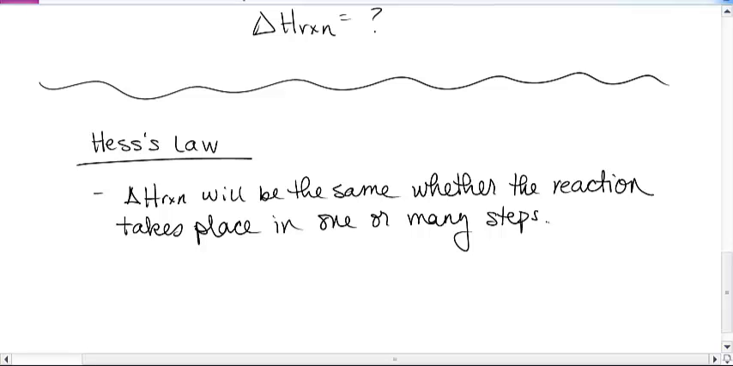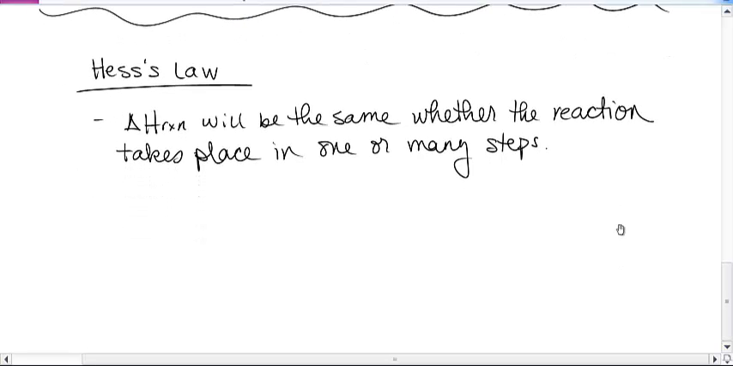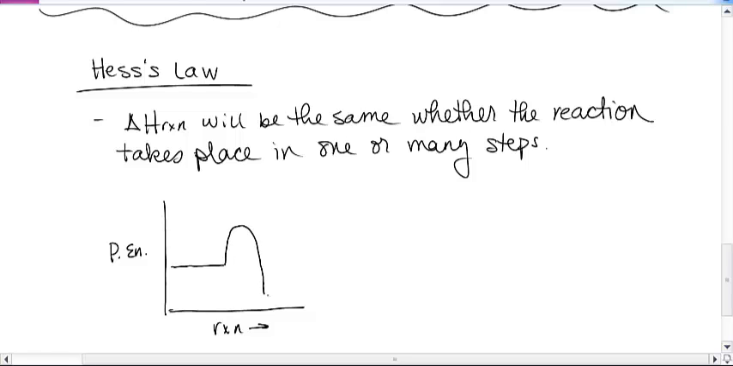And I think the best way to show that is graphically. Most of you should have seen a graph that looks like this. It's a potential energy graph versus a reaction. We can talk about the potential energy of the reactants. Sometimes you add a little activation energy and you can have the potential energy of the products. So for this reaction that we're interested in, aluminum and iron oxide are the reactants. They contain a certain amount of energy. And the products are iron and aluminum oxide. They contain a certain amount of energy.